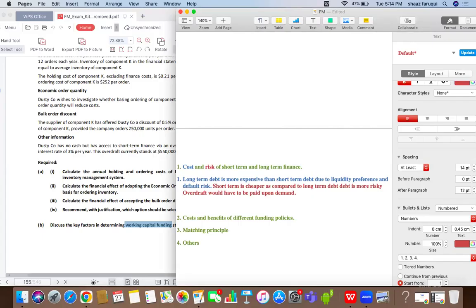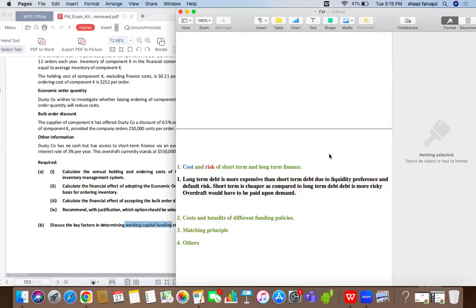Overdraft would need to be paid on demand. And short-term loans, because there would be more terms on you. The terms and conditions applied on you would be more, making a short-term loan not very desirable. Anyway, you don't need to worry about that too much. But you see how I've put those 2 points in the form of one sentence.